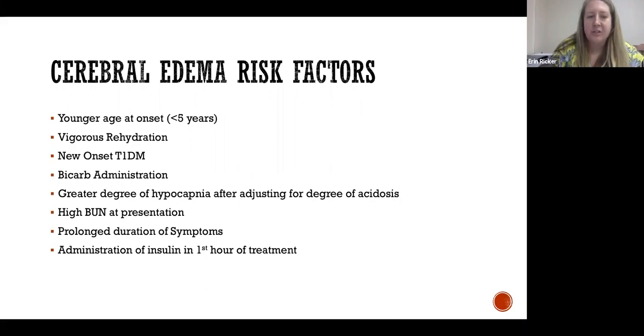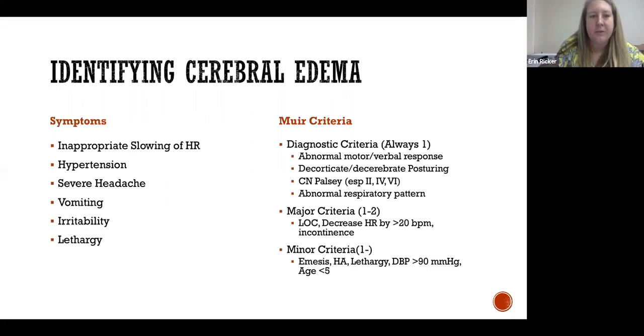So again, if these patients are hyperventilating so fast, they're decreasing their blood flow to certain regions of the brain, leading to that vasogenic edema. High BUN, prolonged duration of symptoms, and administration of insulin in that first hour. So you ideally want to save your insulin until an hour after treatment with the fluids.